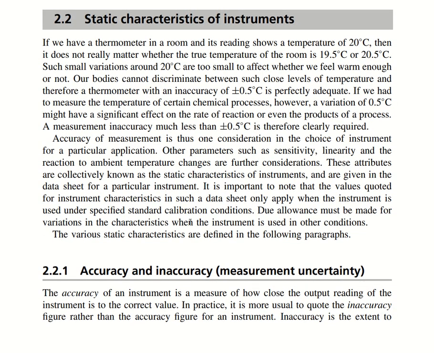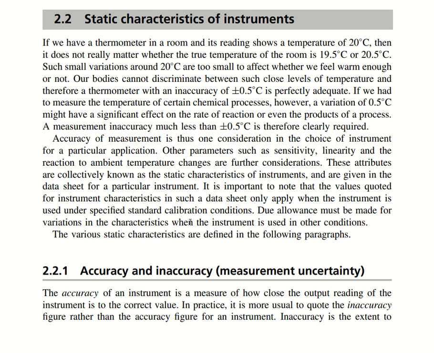Now let's see some of the static characteristics of instruments. Let's say we have a thermometer in the room and its reading is showing a temperature of 20 degrees Celsius. Then it does not really matter whether the true temperature of the room is 19.5 or 20.5. Such small variations around 20 degrees Celsius are too small to affect whether we feel warm enough or not. Our bodies cannot discriminate between such close levels of temperature, and therefore a thermometer with an inaccuracy of 0.5 degrees Celsius is perfectly adequate.